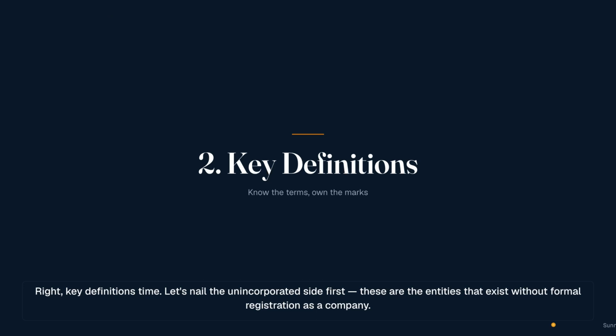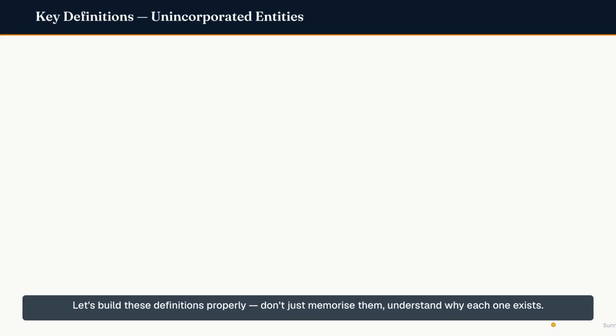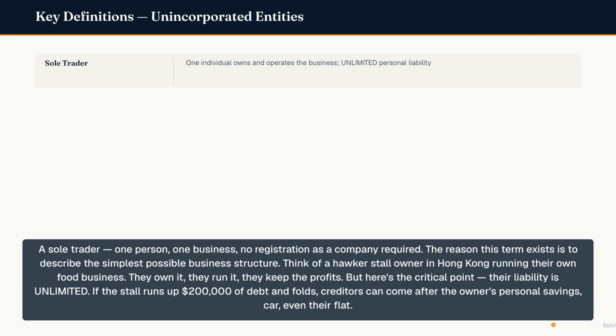Right, key definitions time. Let's nail the unincorporated side first. These are the entities that exist without formal registration as a company. Let's build these definitions properly. Don't just memorize them, understand why each one exists. A sole trader, 1 person, 1 business, no registration as a company required. The reason this term exists is to describe the simplest possible business structure. Think of a hawker stall owner in Hong Kong running their own food business. They own it, they run it, they keep the profits.